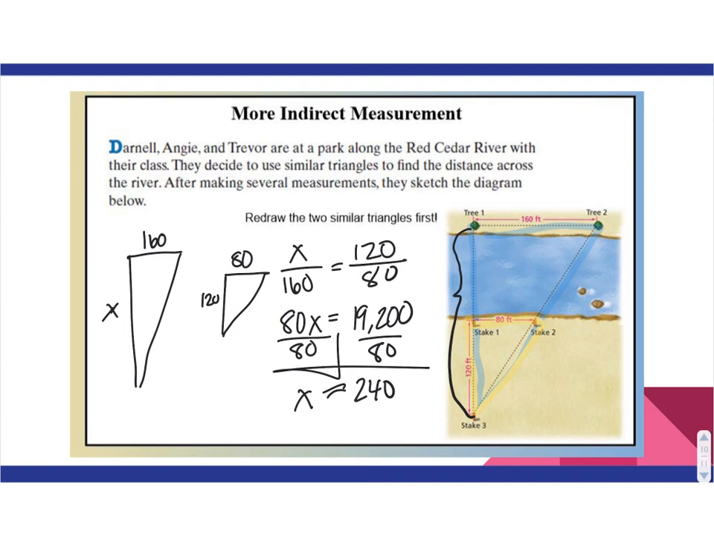Now, is 240 the actual answer? 240 represents this entire length, which is this whole length. The directions want to know how far across the river it is, which is just this space. All I have to do is then take away this 120, and I get an answer of 120 feet. You can use this idea of indirect measurement to find many different distances that are hard to find otherwise.